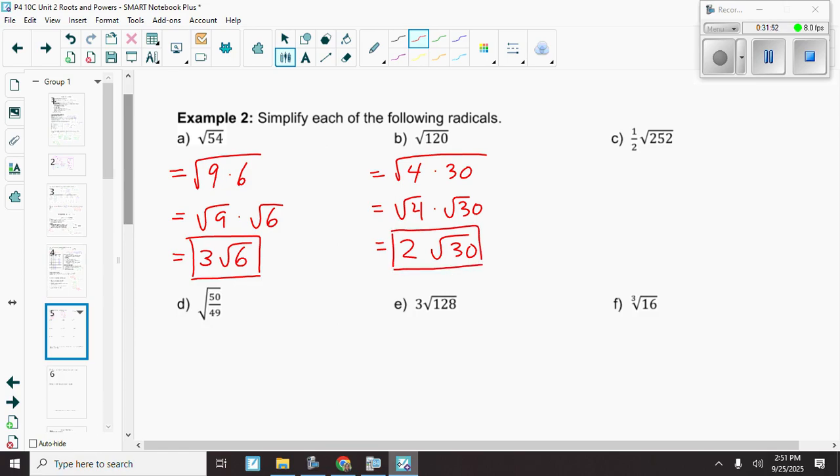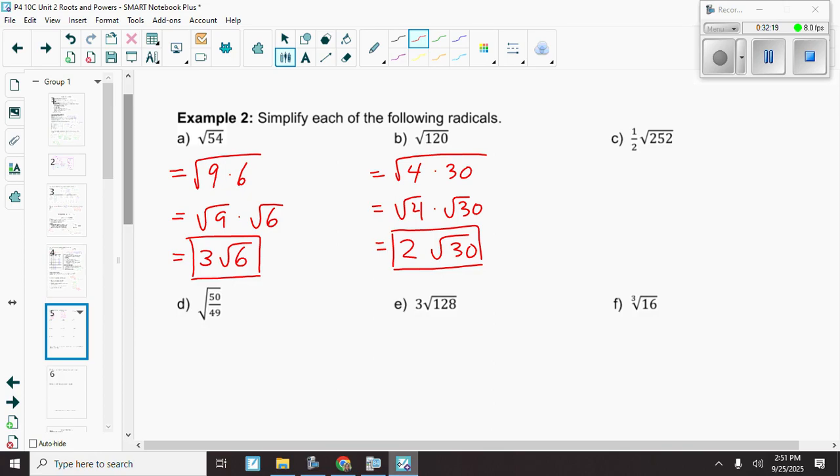Now, just like when we did factoring with greatest common factor, how do we know that we pulled the biggest one out? You have to take a look at whatever radical you have left and confirm that there isn't another perfect square as one of its factors. If there is, then you just need to do it again. You just need to pull out something else. I'll show you an example of that in a second.